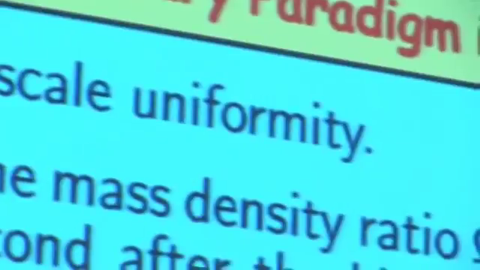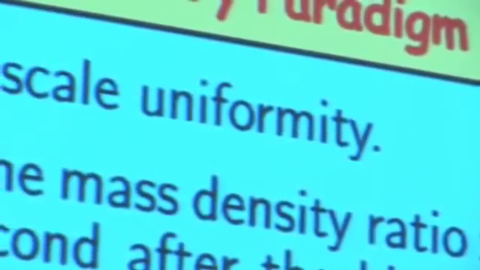It explains why the mass density ratio omega was equal to 1 to 15 decimal places at 1 second after the Big Bang. And it predicts correctly that omega is equal to 1 today, where we know, in fact, that that is true to within an accuracy of about 1%. And finally, it explains very accurately the ripples that we see in the cosmic background radiation, explaining those ripples as quantum fluctuations that took place during inflation.